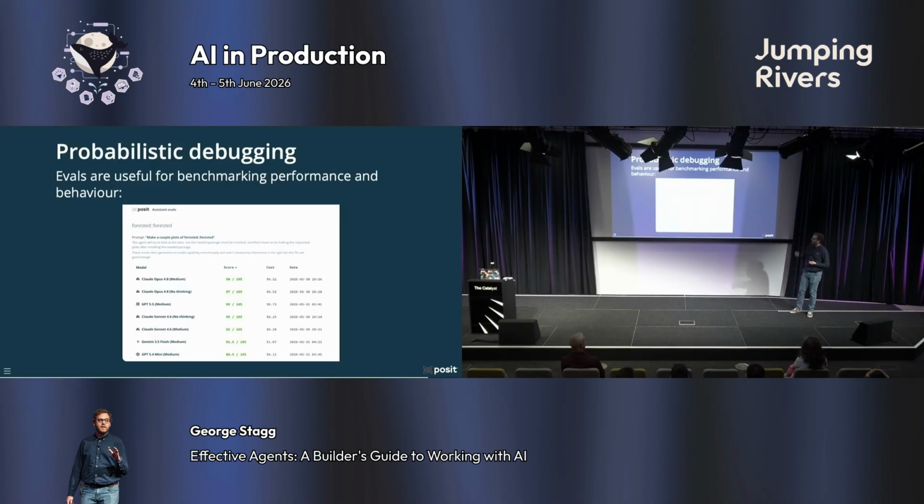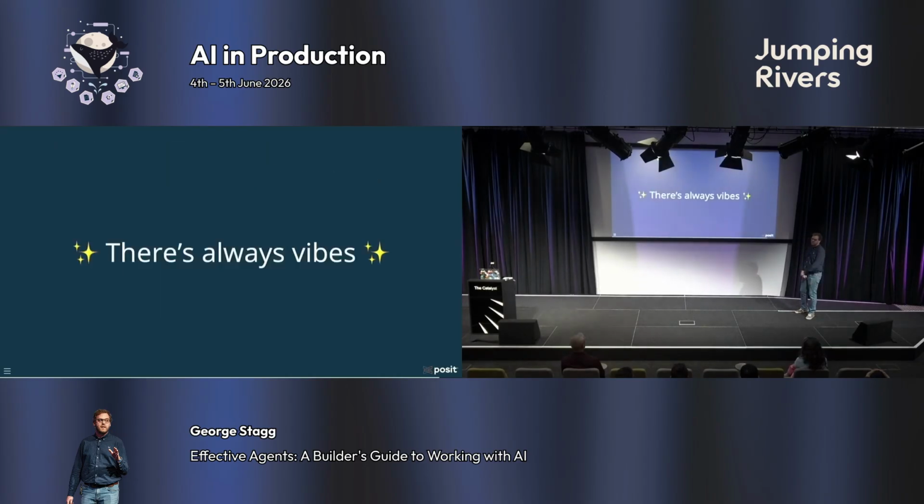We use evals to debug exactly how Posit Assistant behaves. But I will say this can get very expensive, especially when you're using a larger model to judge the behavior of a smaller model. Those costs can add up. So there's always vibes. Just try it. See how it goes. Maybe it's fine.